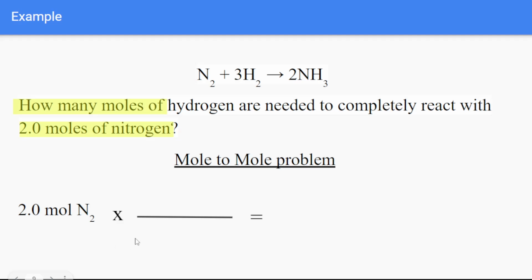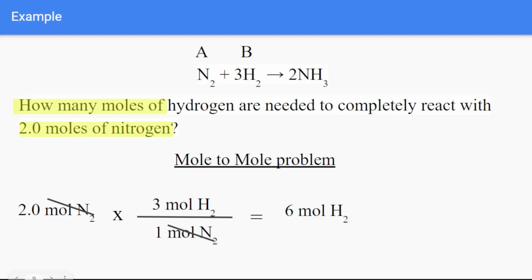And then our mole ratio is moles B over moles A. Moles B is what you're looking for. Moles A is what's given. And we use the coefficient on the balanced equation. So moles A is nitrogen because that's what's given to us. So we have 1 mole of nitrogen. Moles B is what we're looking for. That would be 3 moles of hydrogen. So you cancel your units. That leaves you with moles of hydrogen. Then you multiply. 2 times 3 is 6 moles of hydrogen.